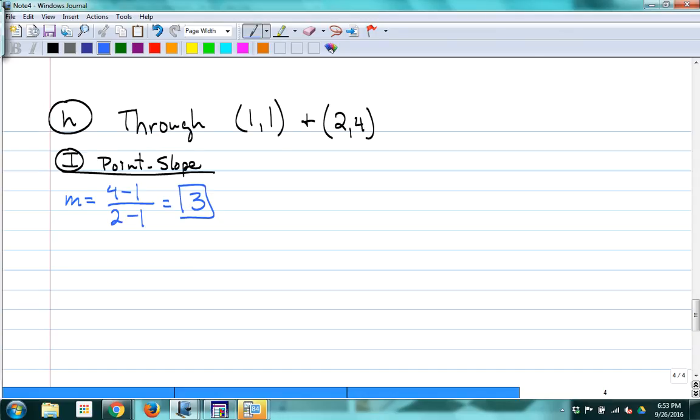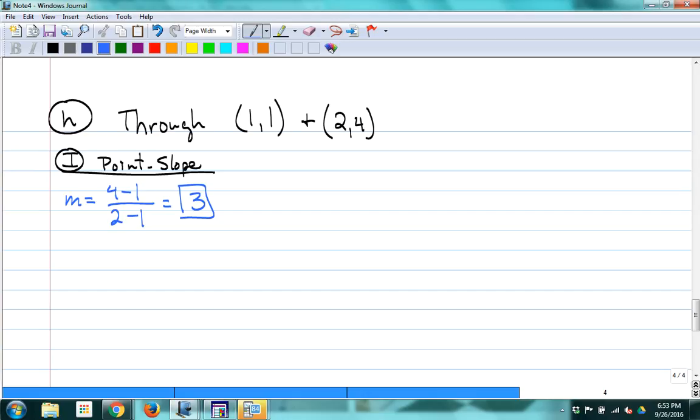Now we need to pick a point to use. Does it matter which one? No. Pick the one you think's the easiest. There's one that's got a lot of ones, (1, 1) is what I'm going to pick, no doubt. But if there's negative signs in one of them and you kind of struggle with positives and negatives, then avoid that ordered pair. Pick the one that you think's the easiest for you.